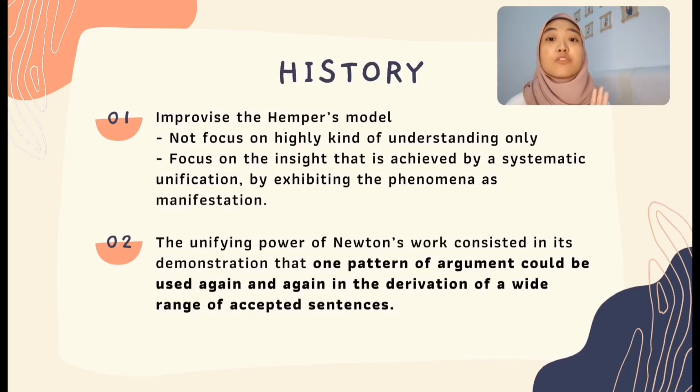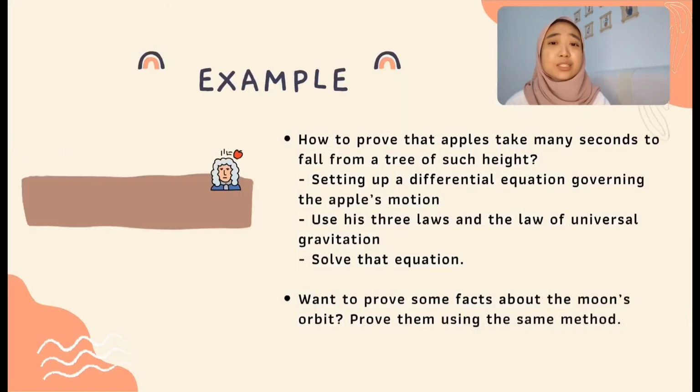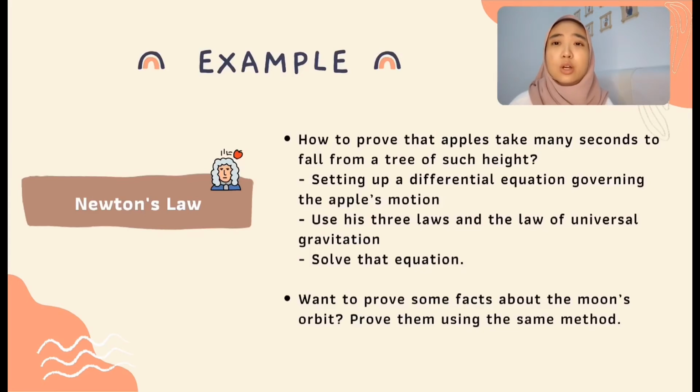The unifying power of Newton's theory and Darwin's theory consisted in its demonstration that one pattern of argument could be used again and again in the derivation of a wide range of accepted sentences, which means this theory appealed again and again to a few basic principles that can account for many phenomena. So let's move to the example. Newton's law proved how many seconds apples take to fall from a tree of a given height. Newton showed that you could prove this by setting up a differential equation governing the apple's motion, using his three laws and the law of universal gravitation, and then solving that equation.